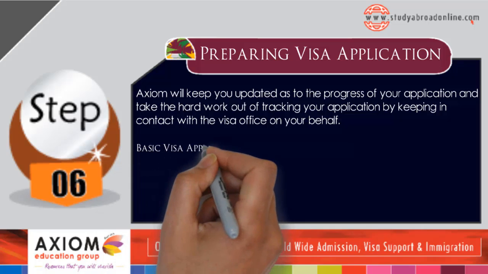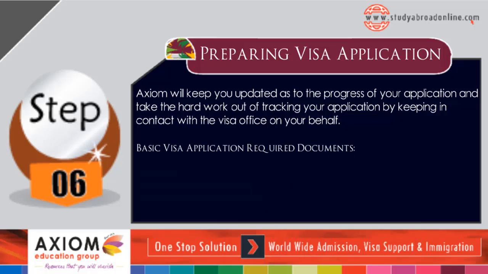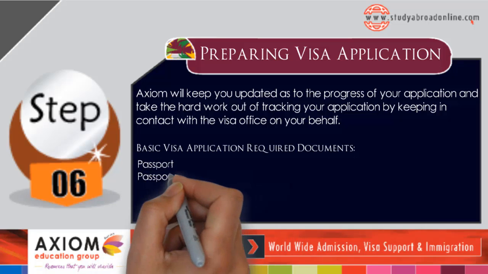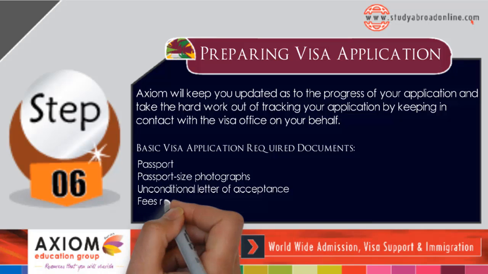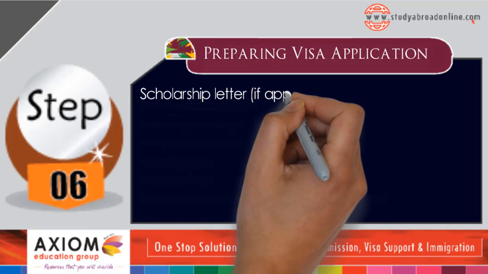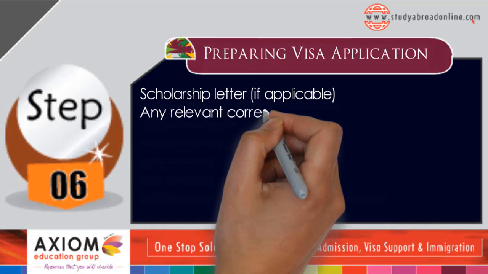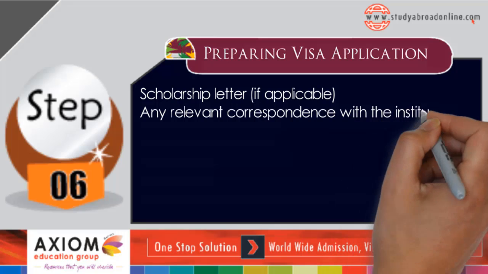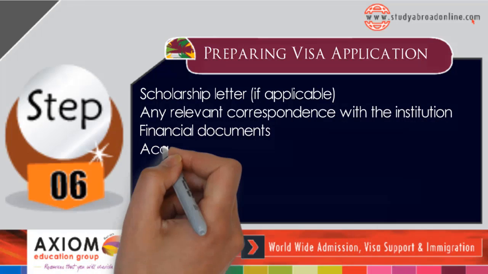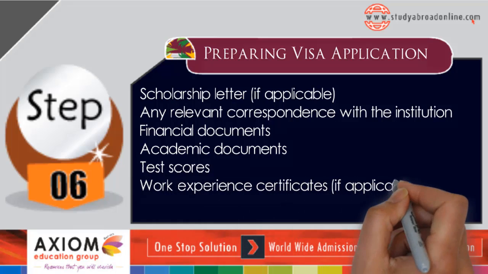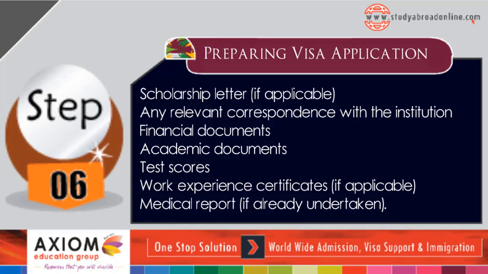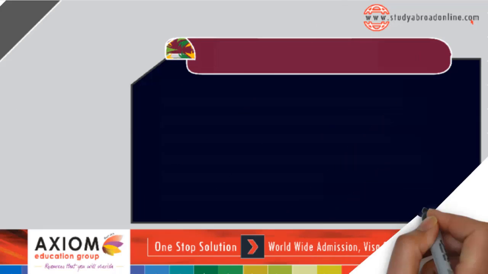Now, the basic visa application required documents include passport size photographs, unconditional letter of acceptance, fee receipt which is recommended, a scholarship letter if you have a scholarship, any relevant correspondence with the institution, financial documents, academic documents, test scores, work experience certificates if you have any, and medical reports if already undertaken.